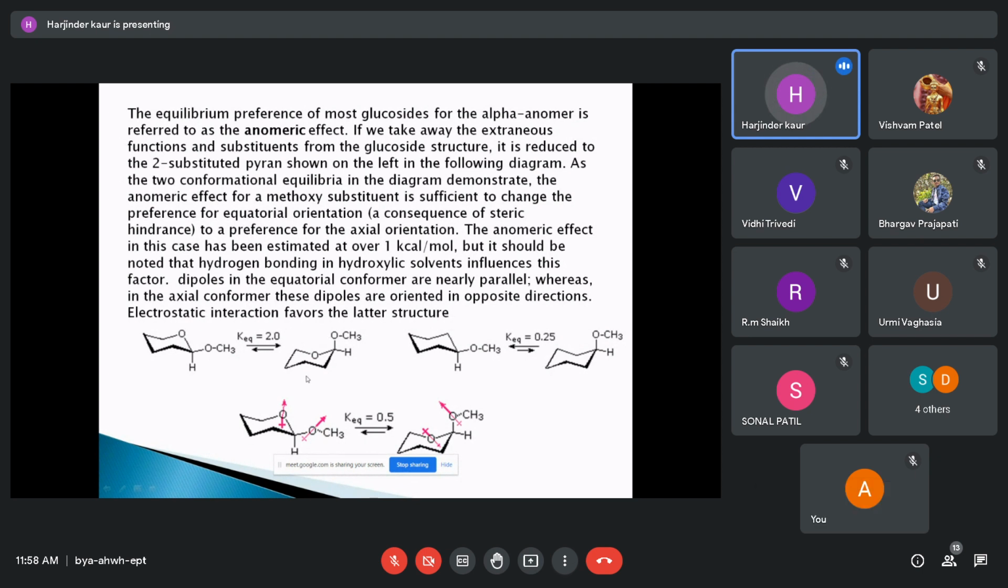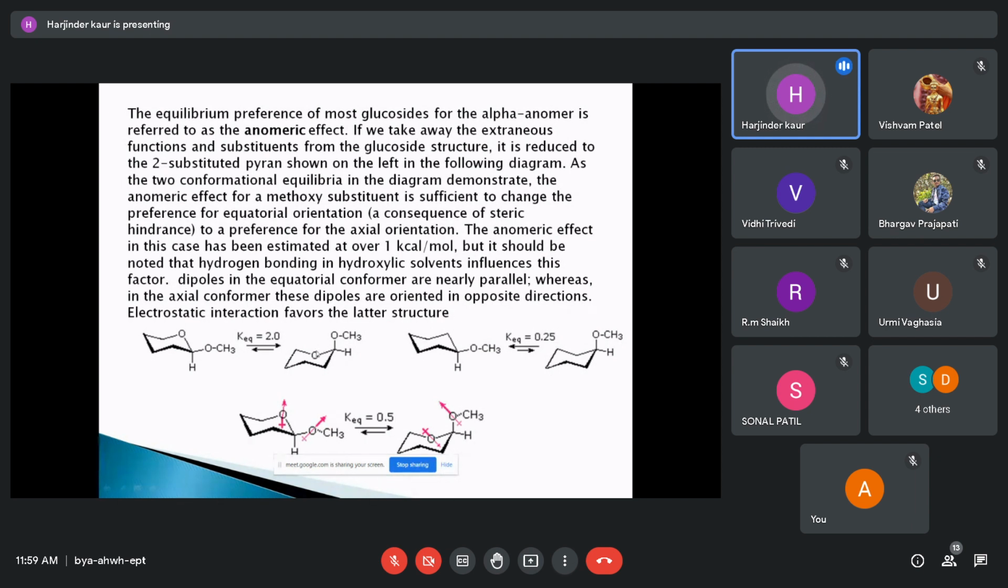But at the same time, this oxygen has lone pairs of electrons. This oxygen also has lone pairs of electrons here and here. There will be lone pair interaction. So although at first instant it appears that O methyl should be at the equatorial position and the structure should be like this, equilibrium is more in this direction.